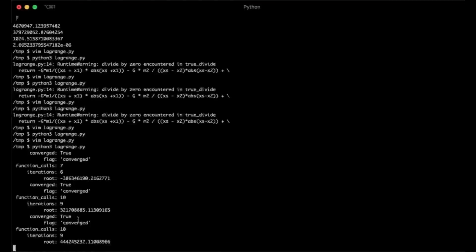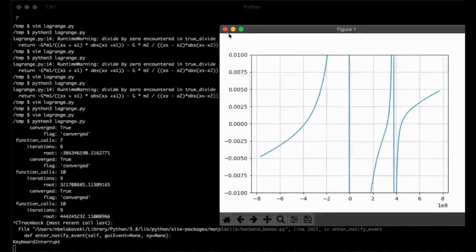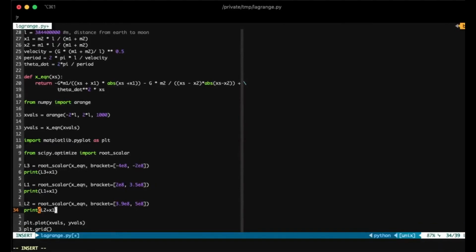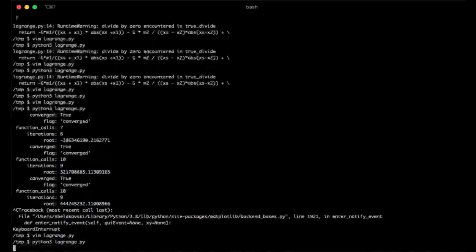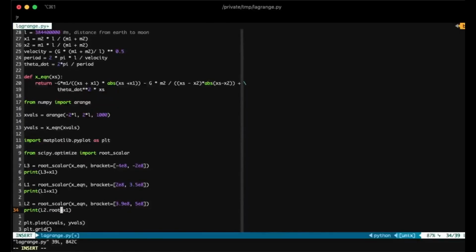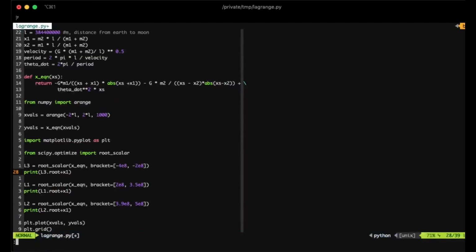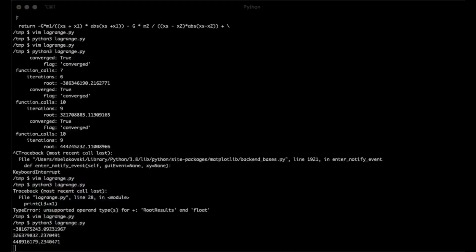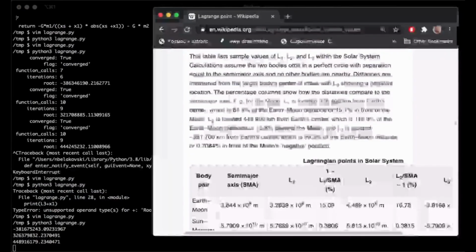So if we take our values, whoops, gotta find that plot, cancel it, there we go. If we print L3 plus X1, now if we, whoops, oh, that's right, I have to say dot root. Let's do that. Dot root. Okay, so let's not worry about this figure, and let's bring up Wikipedia again.